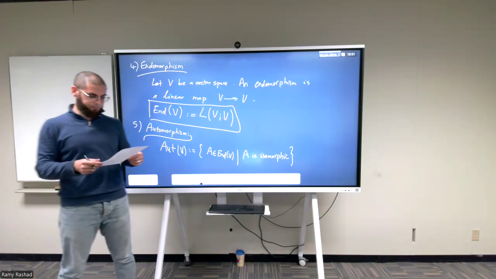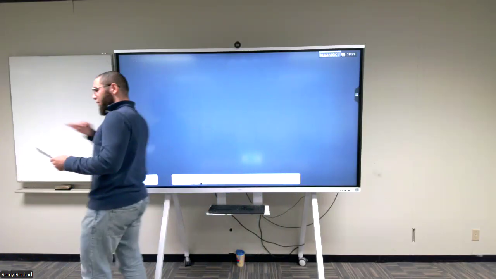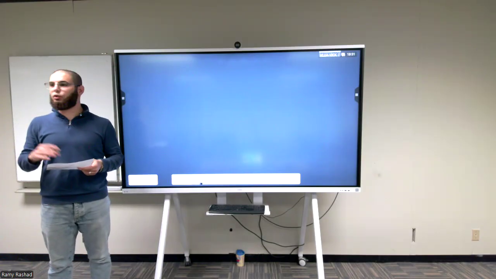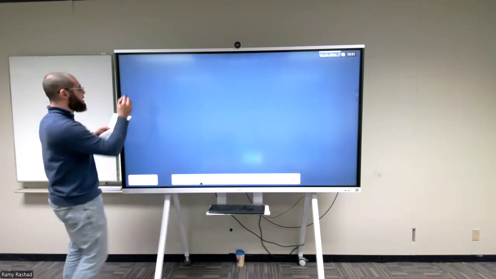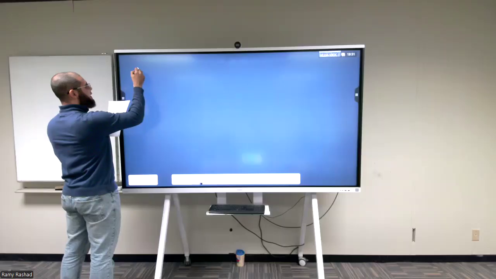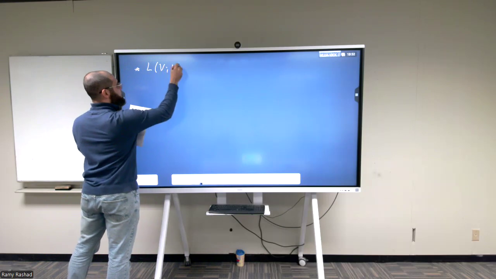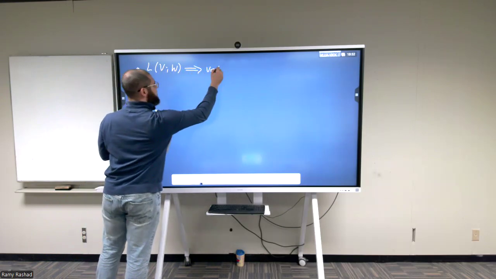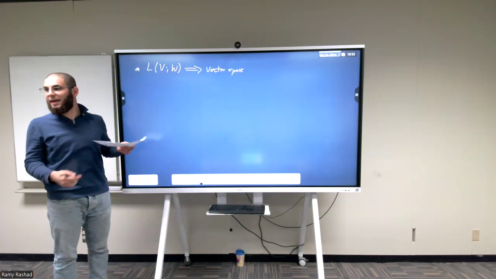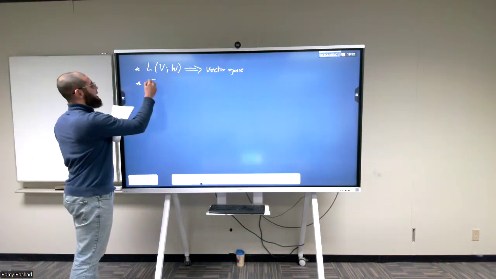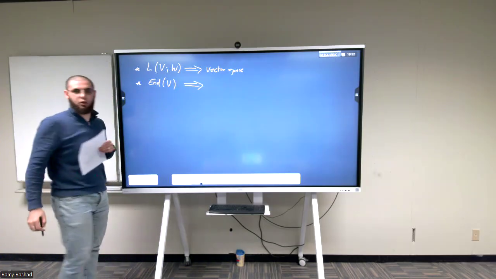Question? Good. Now let me give you some lightning statements that would take us maybe some hours to prove. We don't have that. I just showed you very quickly a sketch of how the set of linear maps between V and W can be made into a vector space. It has a vector space structure, provided the operations that we discussed. Endomorphisms, can they be made into a vector space or not?